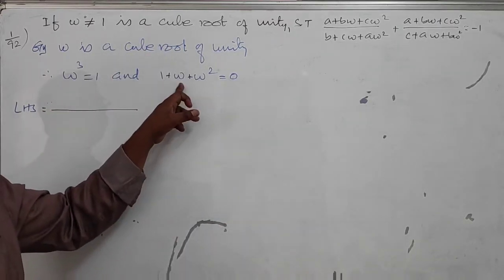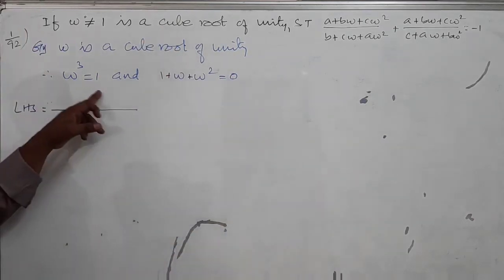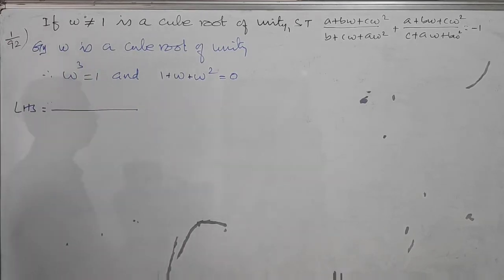Therefore, 1 plus omega plus omega square equal to 0, and also omega cube is equal to 1. If it is a cube root of unity, you can say omega cube equal to 1. If it is an nth root of unity, you can write omega power n equal to 1. Like that we have written.